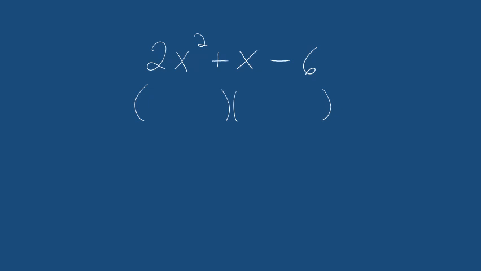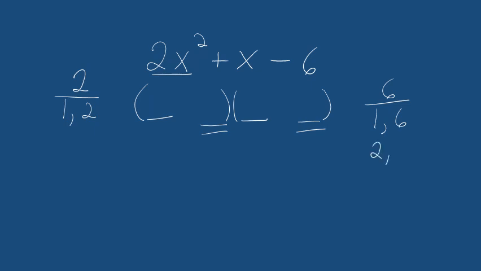plus x minus 6. Now we know that whatever's in that first spot has to multiply to be 2x squared, and whatever goes in the last spot in each has to multiply to be the 6. So what we need to do is look at the possible factors of 2. That would be 1 times 2. That's it. But 6, we have a couple of pairs of factors. 1 times 6 would be 6, and 2 times 3 would be 6. So we have a couple of options there.